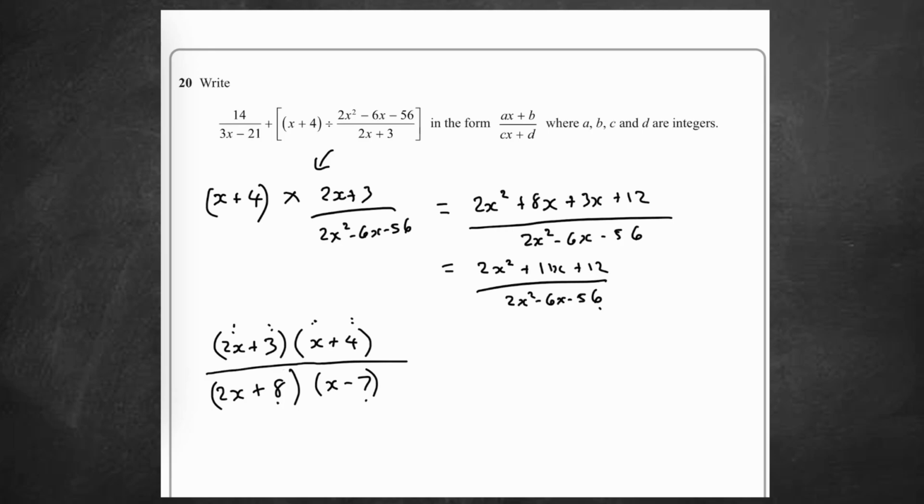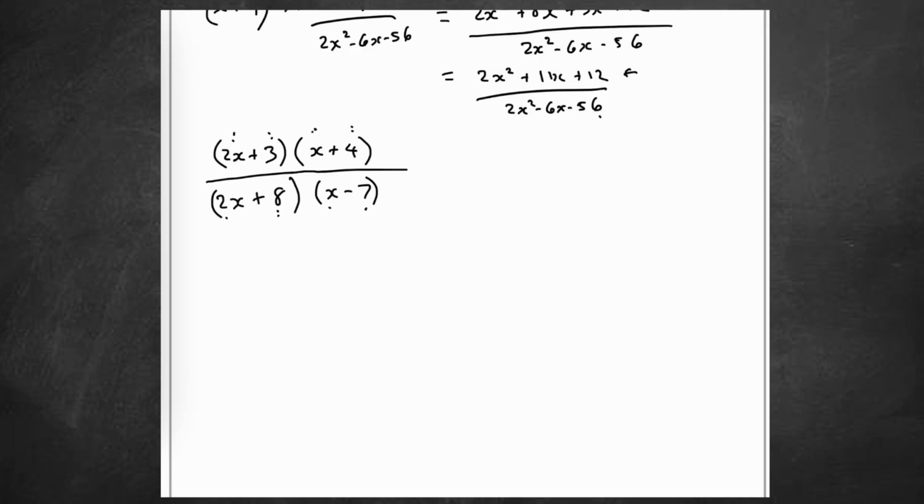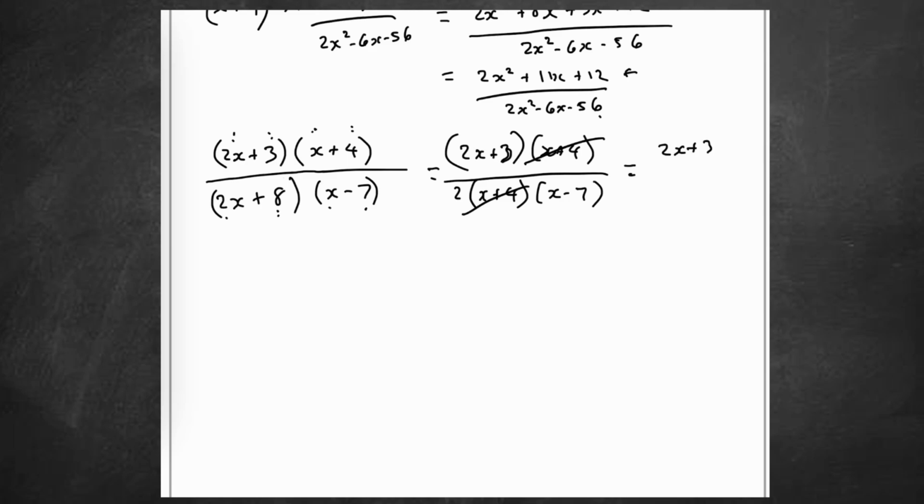As you've got 7 times 8 is minus 56, then you have 8 times x is plus 8x, and minus 7 times 2x is minus 14x, which gives you minus 6x overall, and the 2x squared. So what we're going to do next is rewrite this as 2x plus 3 lots of x plus 4. If you notice 2x plus 8, if I take the 2 outside, is x plus 4, which we have on the top and the bottom. So let's immediately cancel that out. So we get 2x plus 3 over 2 lots of x minus 7.